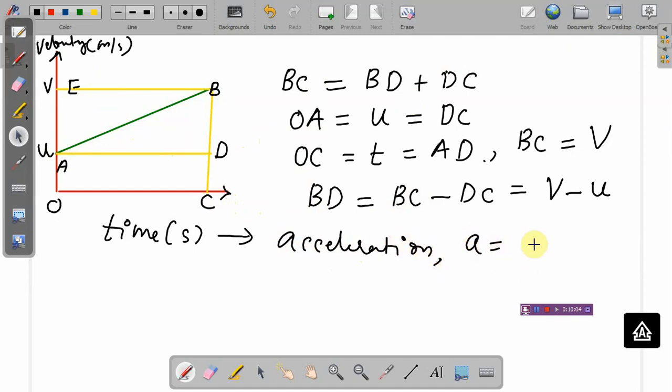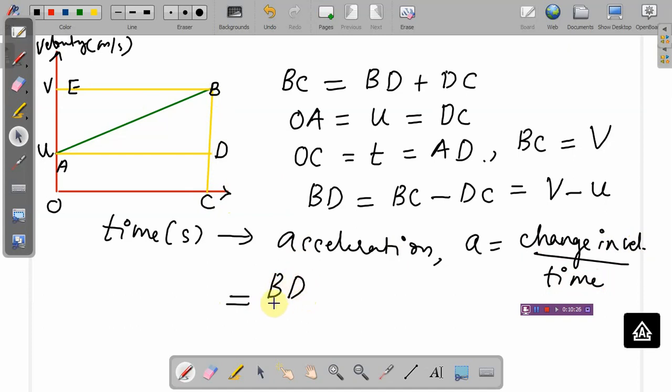Change in velocity upon time. What is the change in velocity over here? BD is the change in velocity. BD means BC minus DC, right? So I have already got it. BD is equal to V minus U, but I am not substituting here. First, let me complete this equation. BD divided by AD.